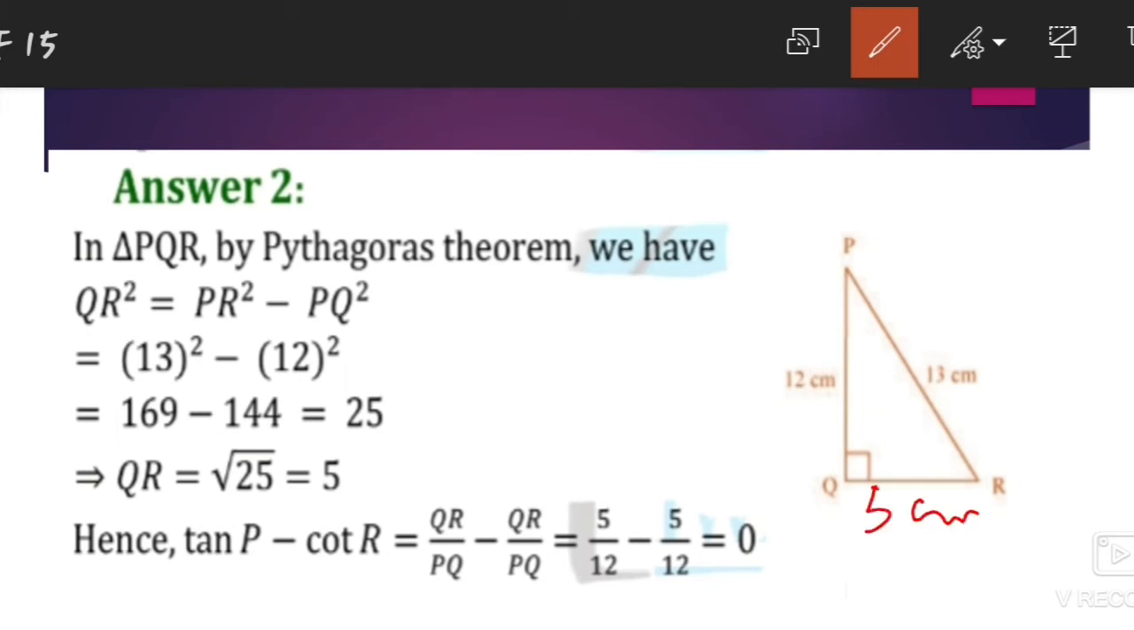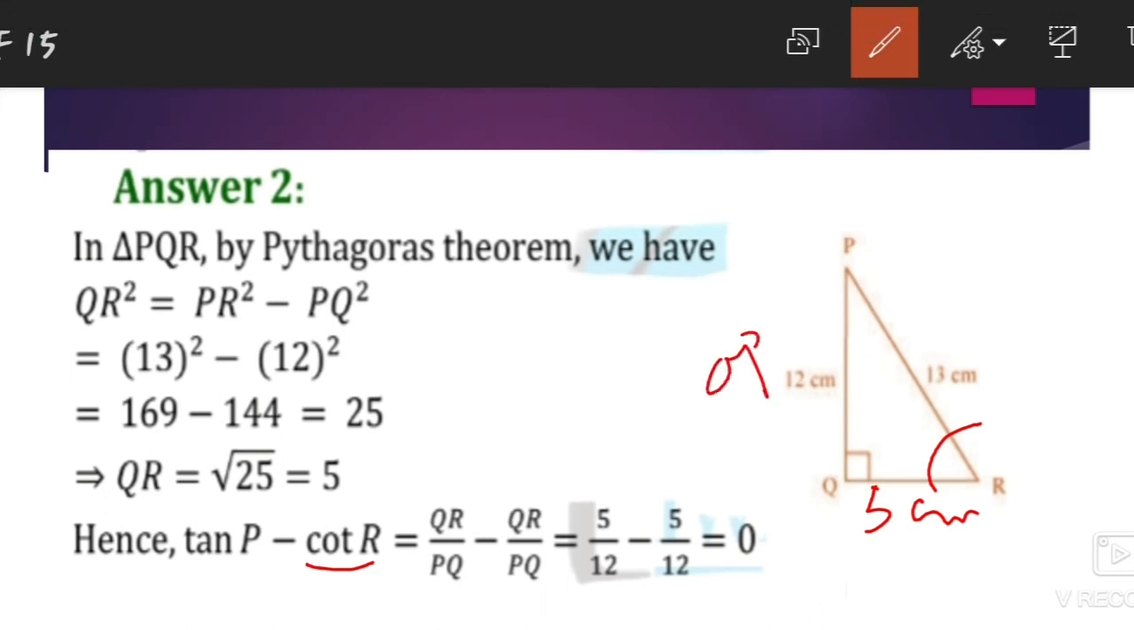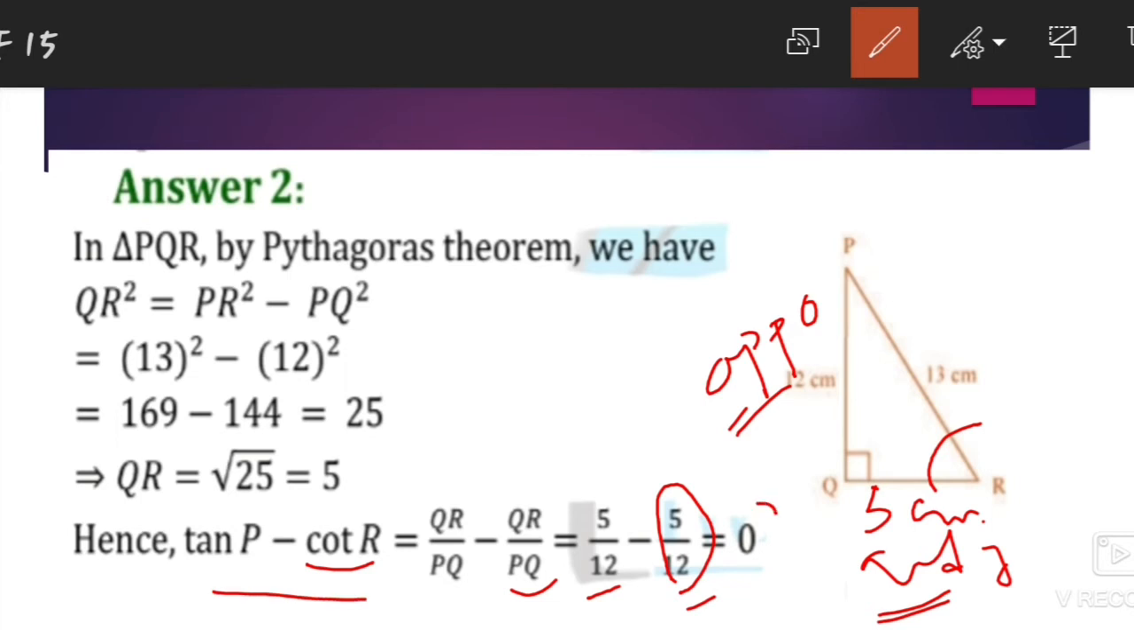Now you have to find cot R. Now the acute angle is R, so consider this one as acute angle. It will be the opposite side and this will be the adjacent side. And what is the formula for cot? The formula was adjacent by opposite, that is QR by PQ. Put the value, again it will be 5 by 12. So as you can see, the value of tan P and the value of cot R is the same. That's why if you do the subtraction, the value will be 0.